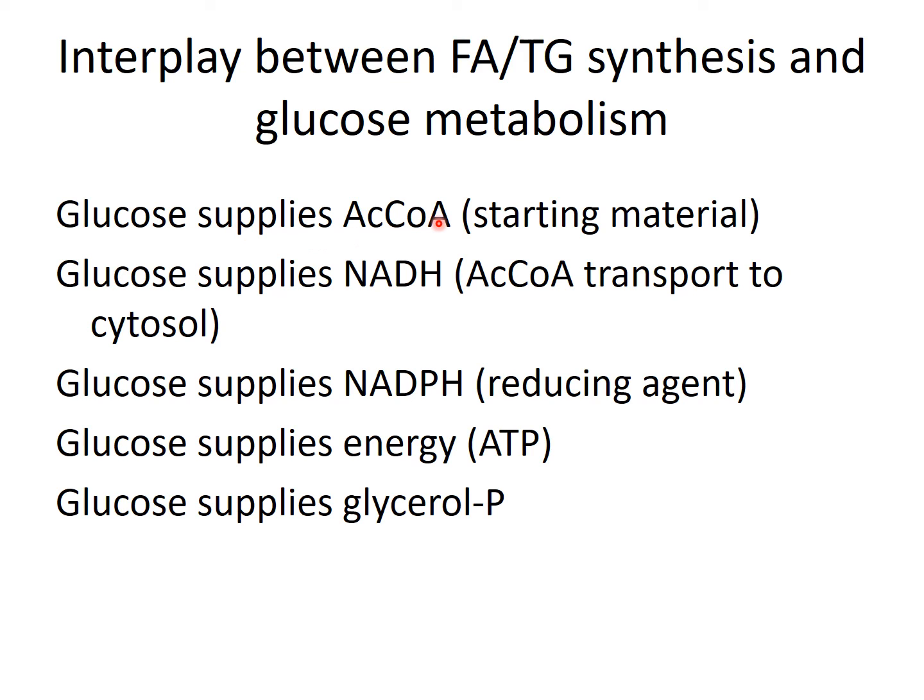Glucose supplies acetyl coenzyme A, which is the starting material for fatty acid synthesis. Glucose supplies NADH, which is necessary to the acetyl coenzyme A successful transport and utilization in the cytosol. Glucose supplies NADPH through the hexose monophosphate shunt. Glucose supplies the energy that we need for fatty acid synthesis in the form of ATP. And finally, glucose supplies glycerol phosphate. Is it not amazing?